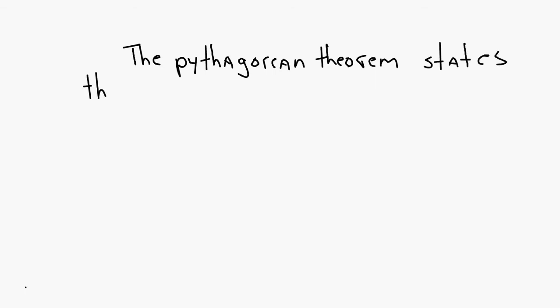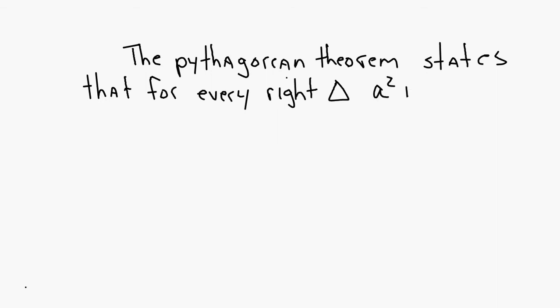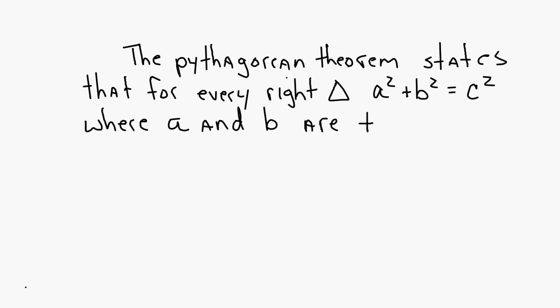The Pythagorean Theorem states that for every right triangle, a squared plus b squared equals c squared, where a and b are the legs. The legs of a triangle, that's the two sides that aren't the hypotenuse.